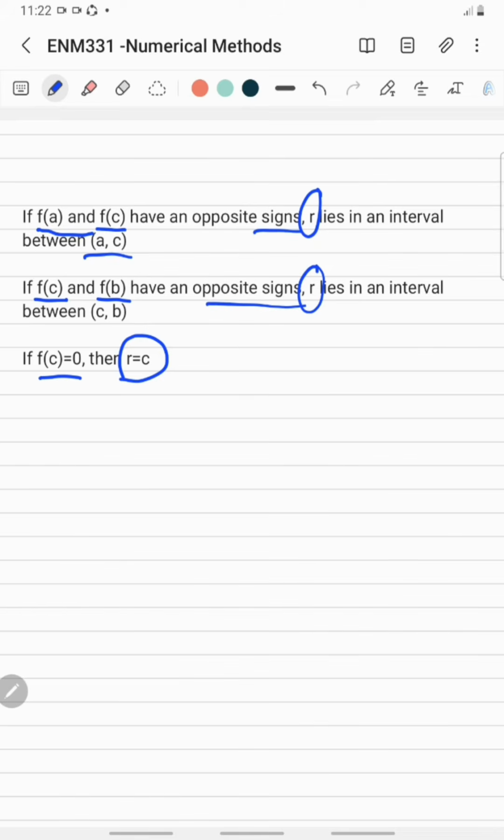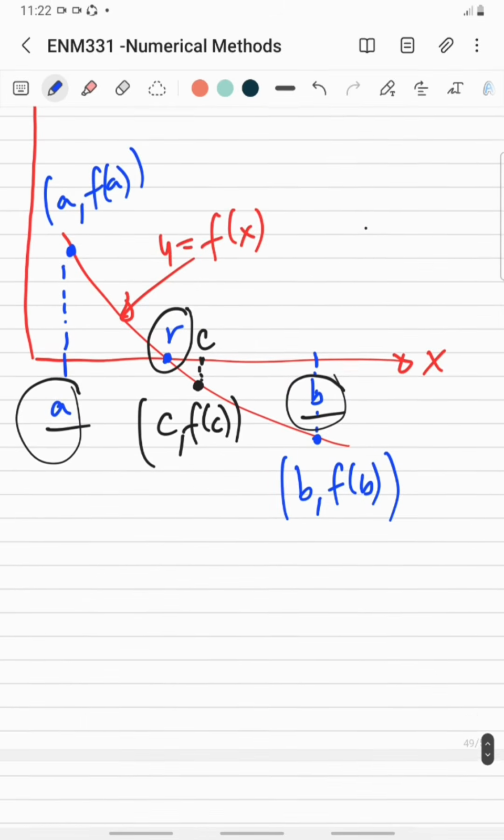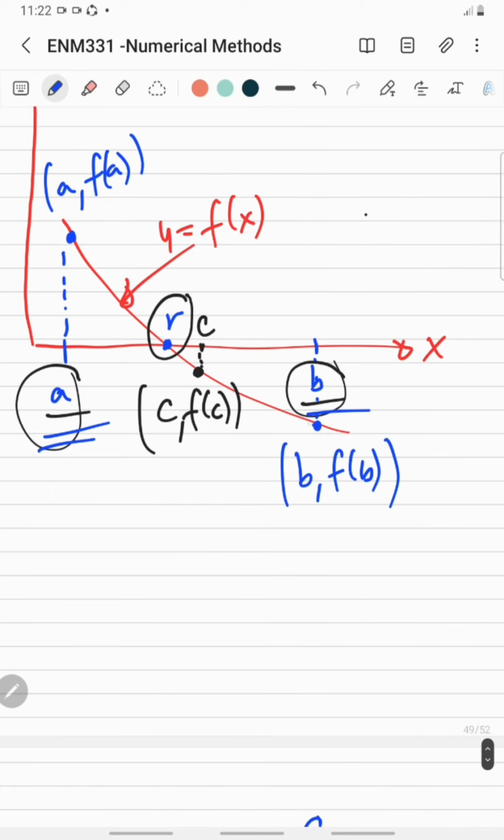C. After the analysis, we will relabel our new values of A and B, then repeat the iteration process continuously until the distance across the interval containing the root r becomes smaller and smaller, or the value might be equal to 0.